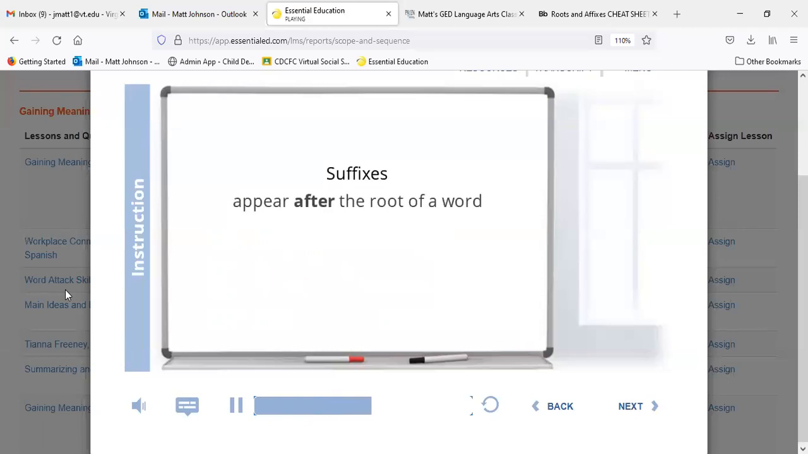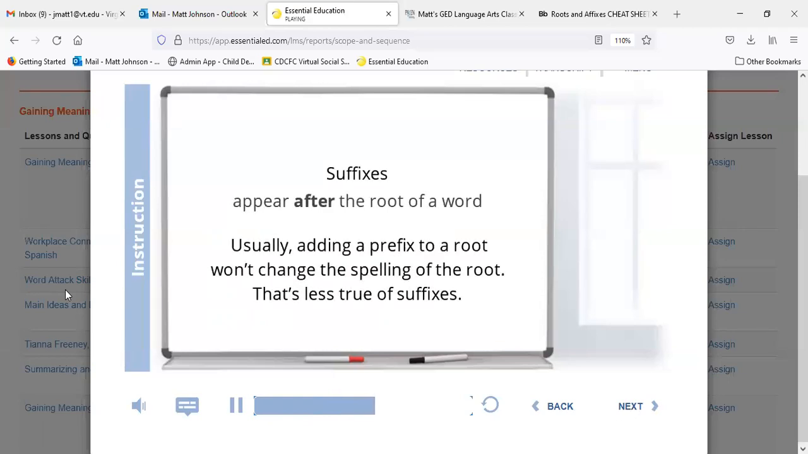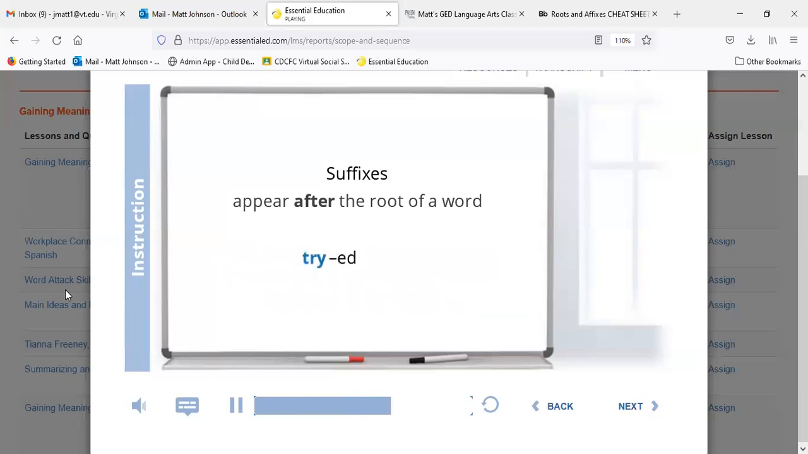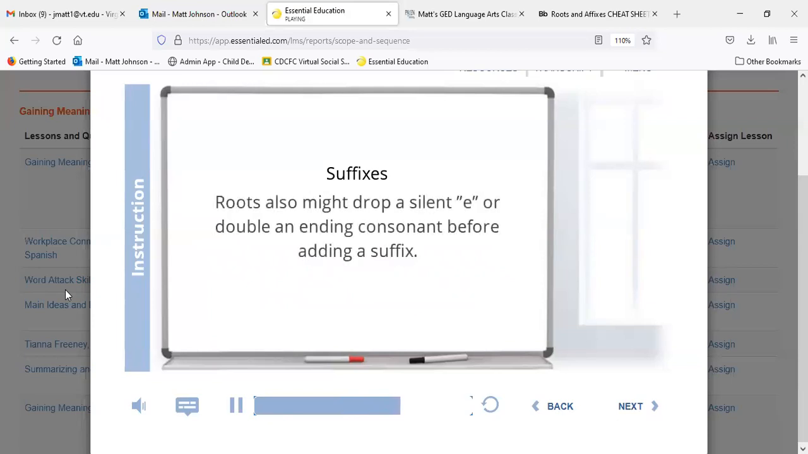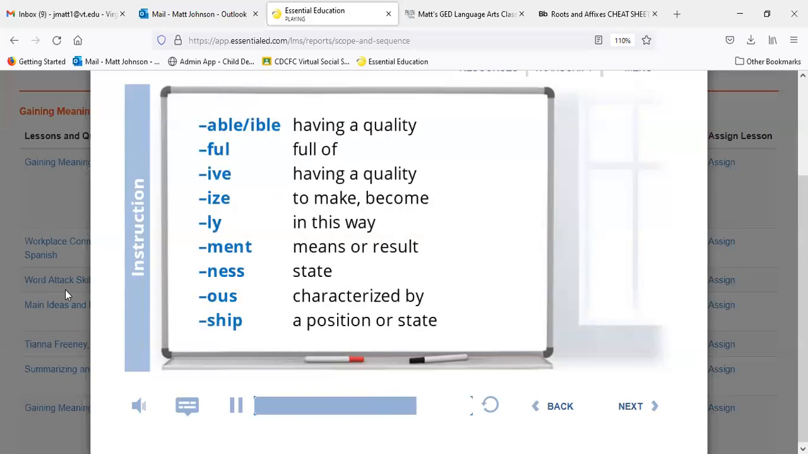Suffixes work a little differently than prefixes. Usually, adding a prefix to a word won't change the spelling of the root. That's less true of suffixes. You'll notice that roots ending in y will often replace the y with the letter i before adding the suffix. If you add the suffix ed to the root word try, for example, it becomes tried. Roots also might drop a silent e or double an ending consonant before adding a suffix. Don't worry, you don't need to learn the rules on how suffixes change the spelling of a root. For now, it's just something to be aware of. Here are 9 common suffixes in English.